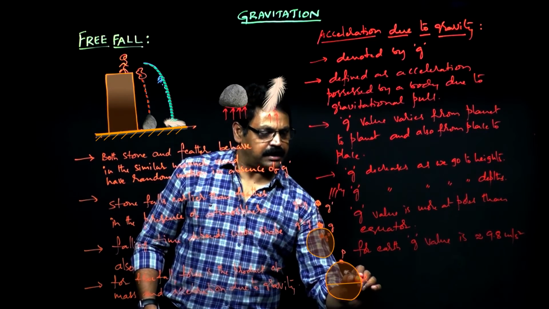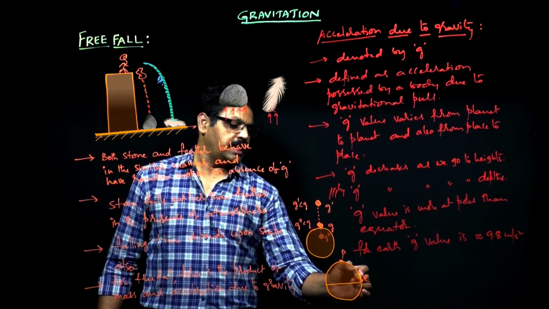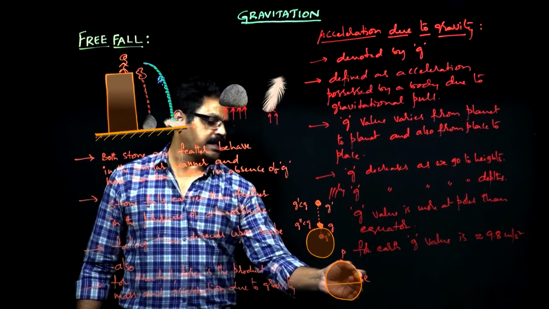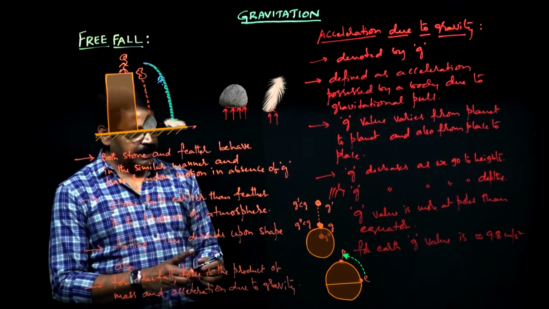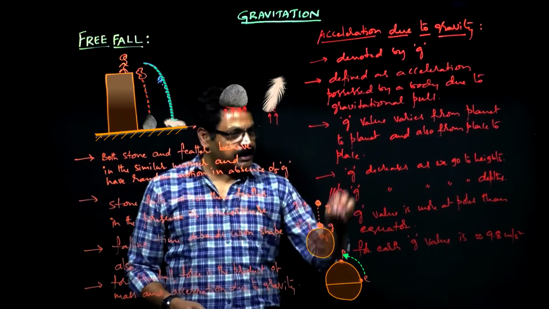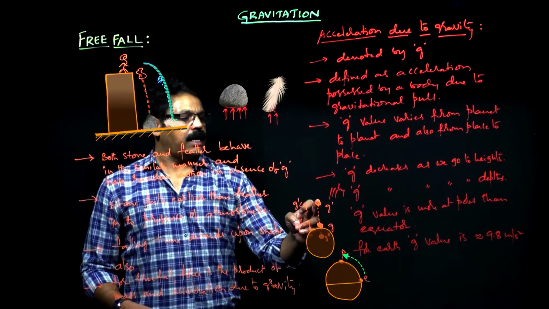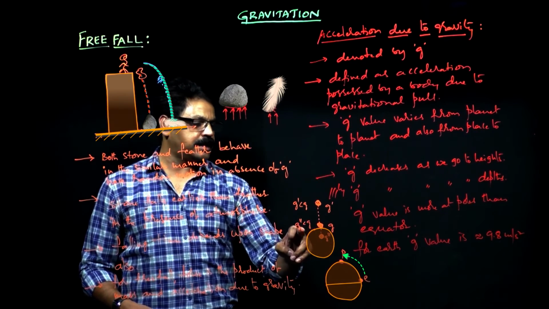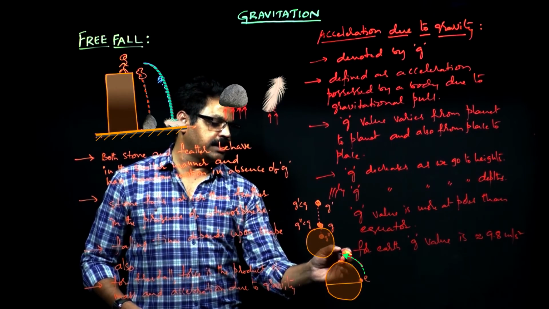Whenever we are calculating the g value at the equator and the g value at the poles, the g value at the equator is somewhat less than the g value at the poles. That means the small g value, acceleration due to gravity value, is varying from place to place. As in the first figure, when you are going to the heights, g value is decreasing. Similarly, when you are going to the depth also, g value is decreasing.